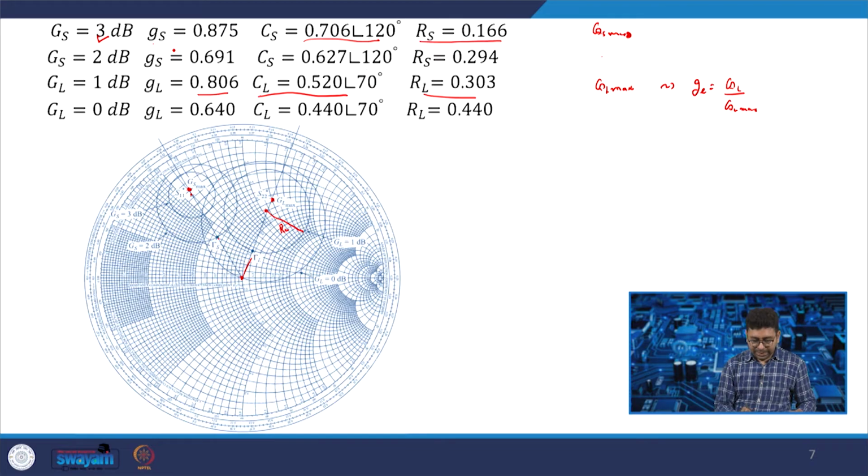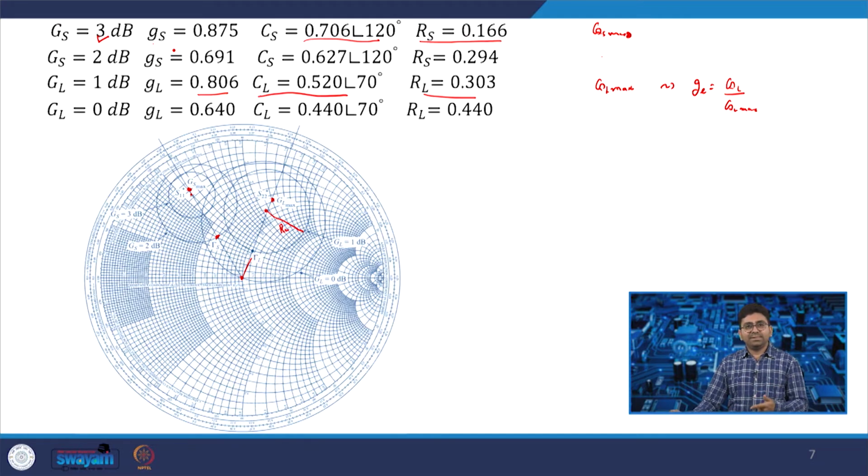Here the gamma S value is chosen near to 50 ohm. So, what does 50 ohm represent? The center of the Smith chart represents 50 ohm, and you should always try to use a point which is near to 50 ohm. What is the advantage of that? When it is near to 50 ohm, the passive components that you add to match are of lower values.